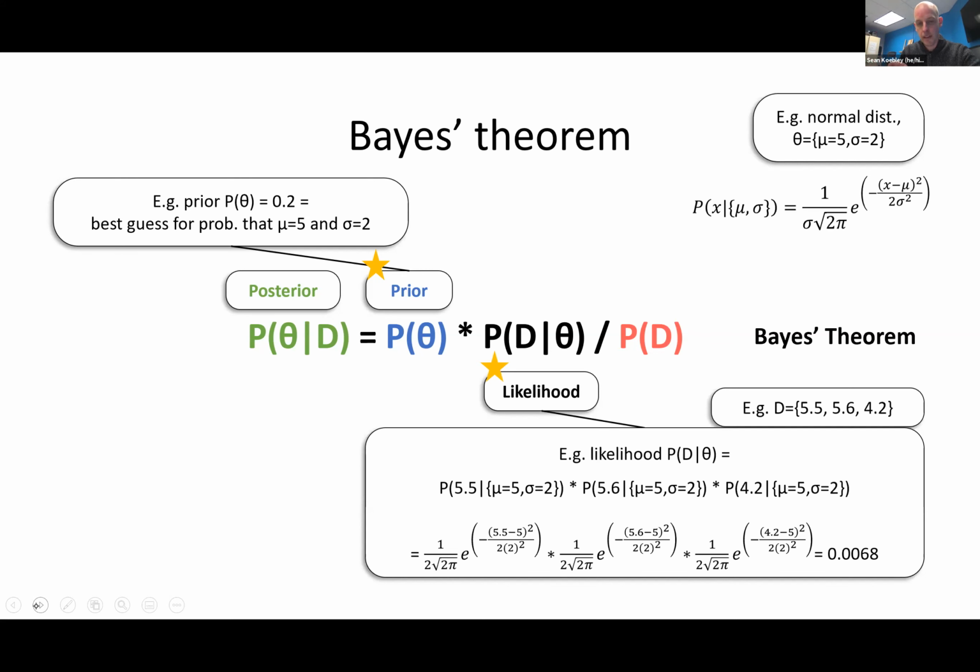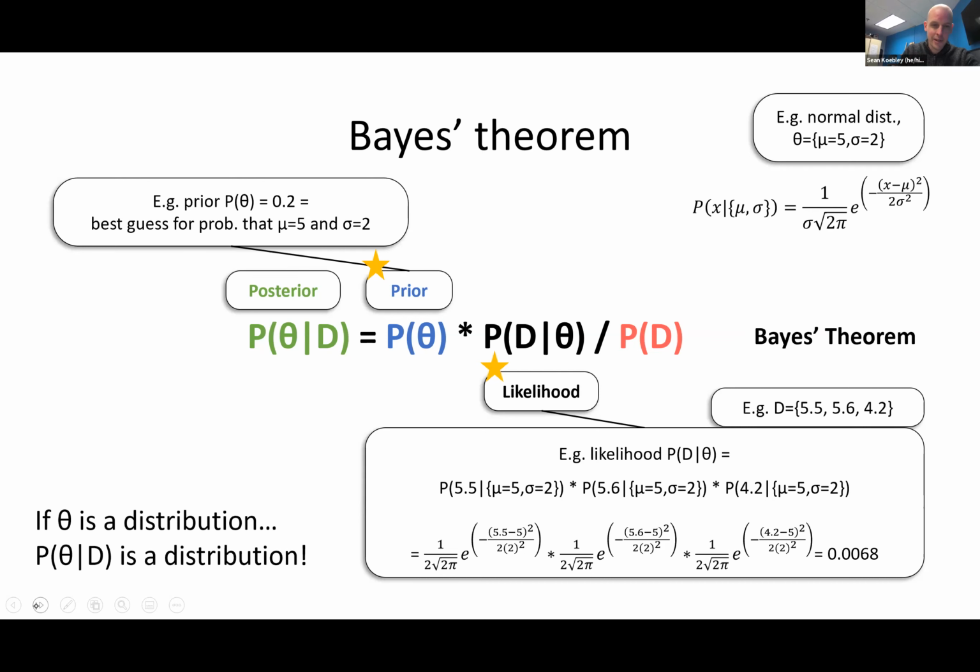You multiply the probability of each individual data point. So in this case, you can see here, I just plugged in the values of 5.5, 5.6, 4.2. Very easy for a computer to do this. And you can get a value there of 0.0068.